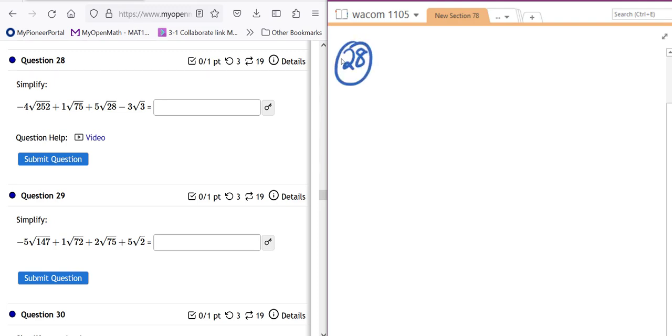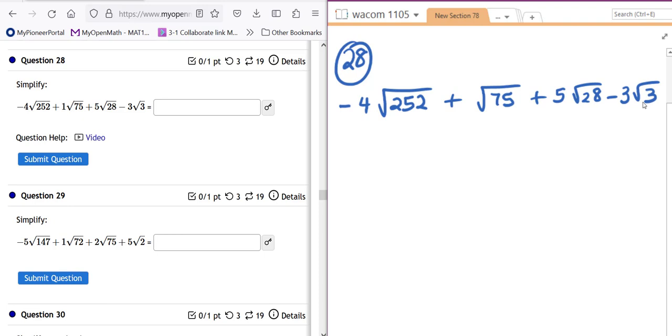So let's do 28. So I have negative 4 times the square root of 252 plus 1. I'm not going to write the 1. Square root of 75 plus 5 square root of 28 minus 3 square root of 3. All right, the 3 is good. Let's break these smaller ones down first. So 75, I think of money, so you have 3 times 25, and your 25 is 5 times 5. So that radical simplified is 5 times the square root of 3.